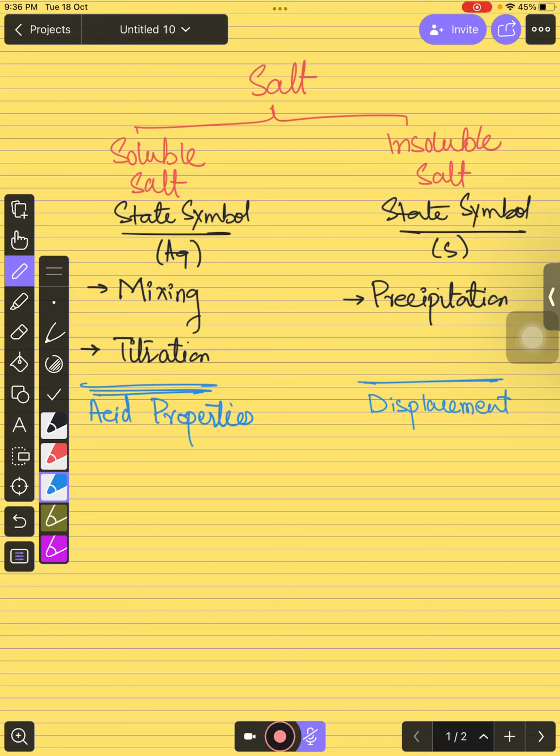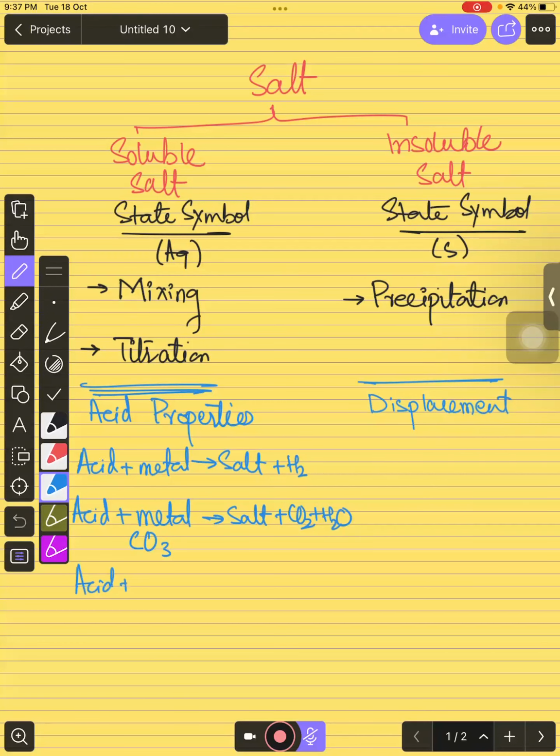And we know what the acid properties are. When acid reacts with metal, it will form salt and hydrogen gas, right? The second property: whenever acid reacts with any metal carbonate, it will always form salt, carbon dioxide, and water. And when acids react with bases, they will always form salt and water, right? And this is a neutralization reaction. We can even use alkali over here, right? So these are the three chemical properties that can only be used for the formation of soluble salts.